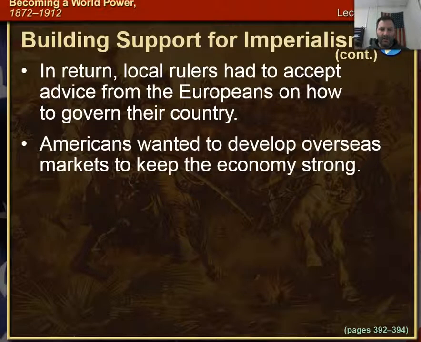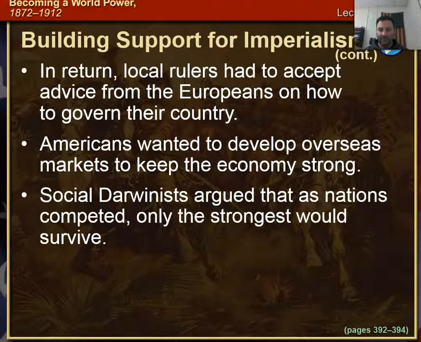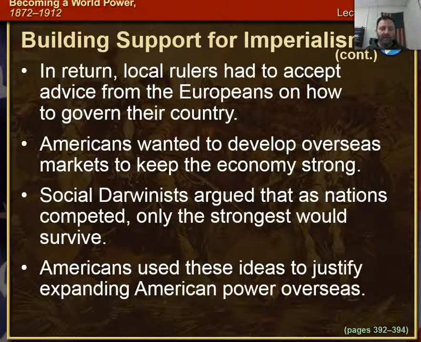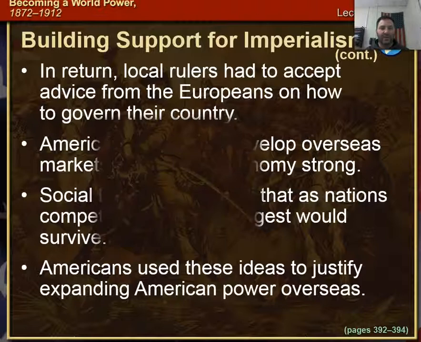Americans wanted to develop overseas markets to keep the economy strong. Obviously, you want to keep your economy going. Social Darwinists argued that as nations competed, only the strongest would survive. There's that social Darwinist popping back up again. Americans used these ideas to justify expanding American power overseas.